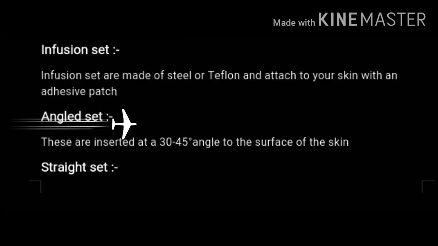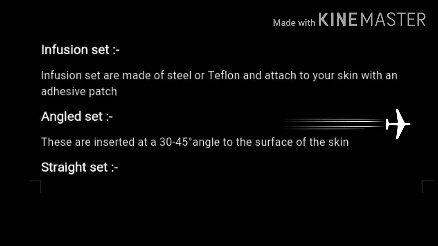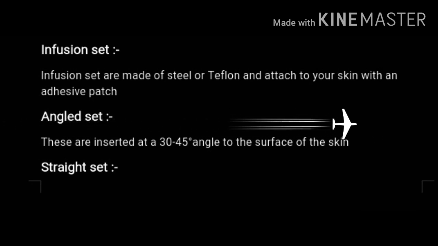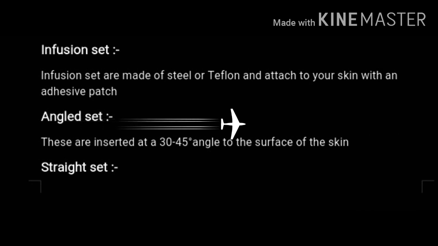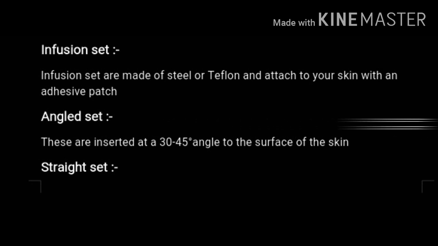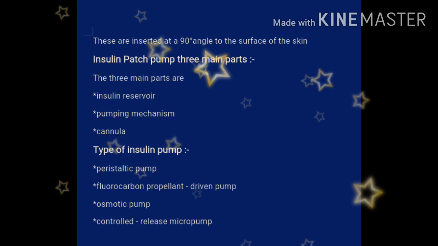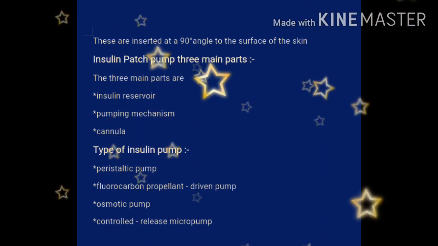Then third, infusion set. Infusion sets are made of steel or Teflon and attached to your skin with an adhesive patch. Then fourth, angle set. These are inserted at a 30 to 45 degree angle to the surface of the skin. Then fifth, straight set. These are inserted at a 90-degree angle to the surface of the skin.